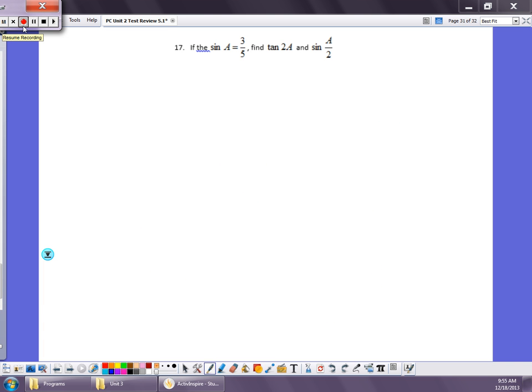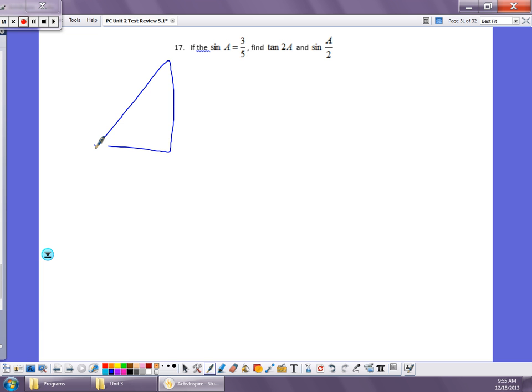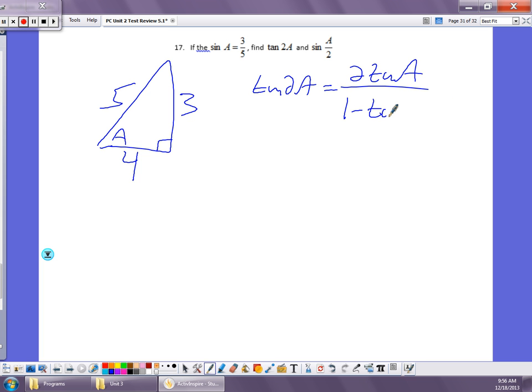All right, so if the sine of A equals 3/5, it's an angle A. Sine is what? Sine is opposite over hypotenuse. So you know the opposite is 3. The hypotenuse is 5. What would this other side be? 4. Good. So it asks for tangent of 2A and sine of A over 2. So now all you're doing is plugging those values in. So look at your identities. So tan 2A equals 2 tan of A over 1 minus tan squared A.